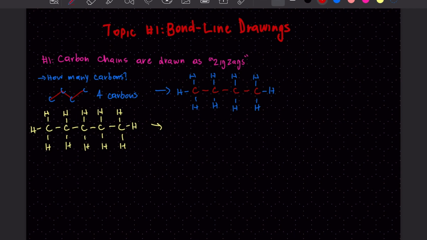To draw this bond line structure, we can first start off by counting the number of carbons that we have. We can see in our structure we have 1, 2, 3, 4, and 5 carbons. So that would mean that our bond line structure would be a zigzag structure of 5 carbons. If we were to start drawing, this structure right here would be our bond line, since we have 1, 2, 3, 4, and 5 carbons.